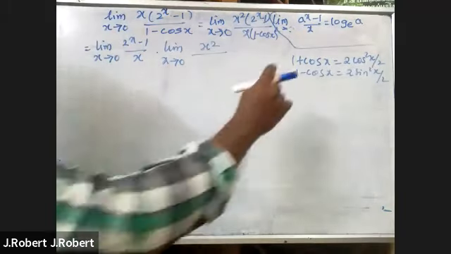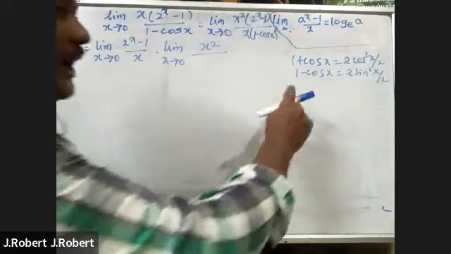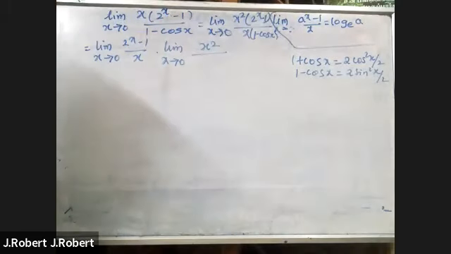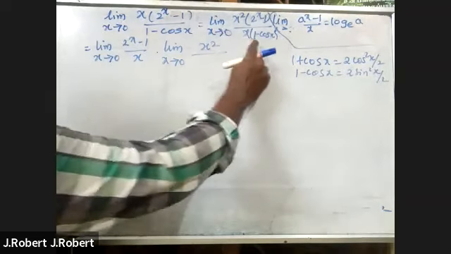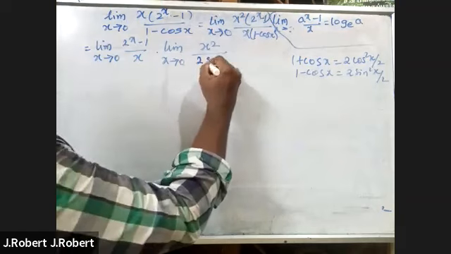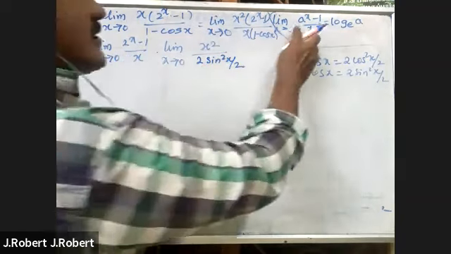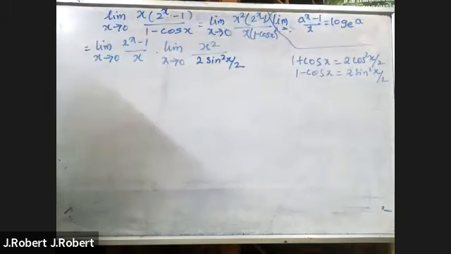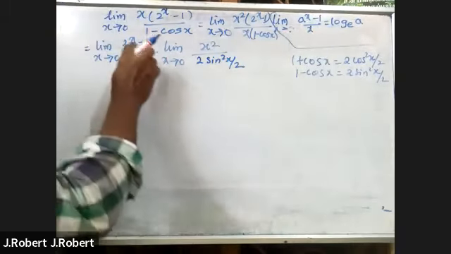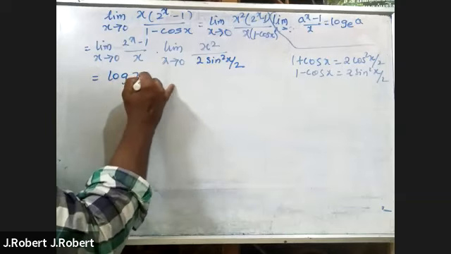So 1 plus cos x is equal to 2 cos squared x by 2, and 1 minus cos x is equal to 2 sin squared x by 2. Now using that formula, I can write 1 minus cos x as 2 sin squared x by 2. Now you can apply the formula. If it is limit x tends to 0, a power x minus 1 by x, I can apply log a. Here instead of a, we have 2. Therefore, I can say this is log 2.